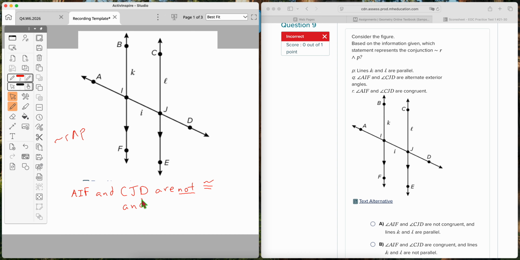And you can remember that this symbol means "and" because if you put a line through it, it's an A. The downwards arrow is "or." The up arrow is a conjunction. So we want that to be true, and we also want lines K and L to be parallel.